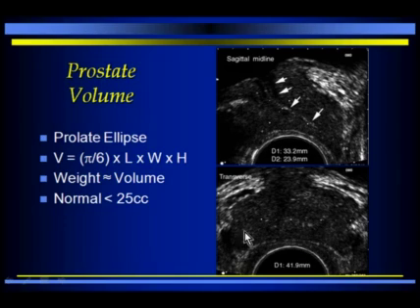Then you're going to do the transverse image of the prostate, get the maximum transverse dimension. Take those three numbers, multiply them by pi over 6, as we saw before. For doing bladder volume, we use the same formula for the prolate ellipse to get the prostate volume. The weight of the prostate in grams is very similar to the volume of the prostate in ml, because the specific gravity of the prostate is basically 1 gram per cc. The normal prostate should be less than 25 cc's or 25 grams in size.